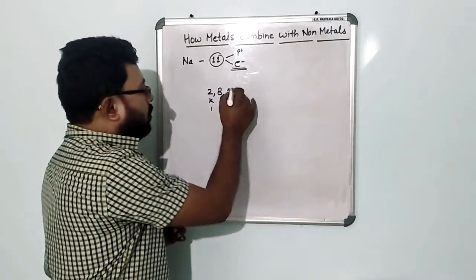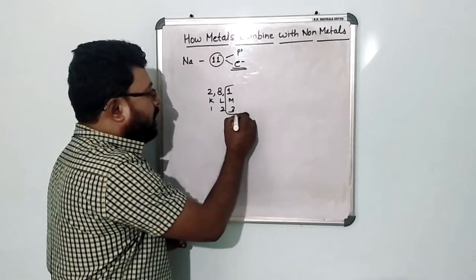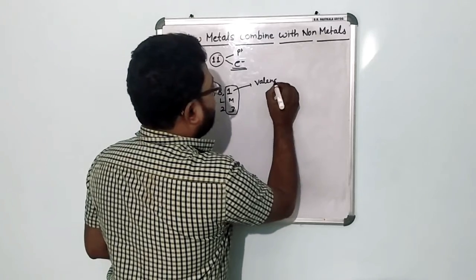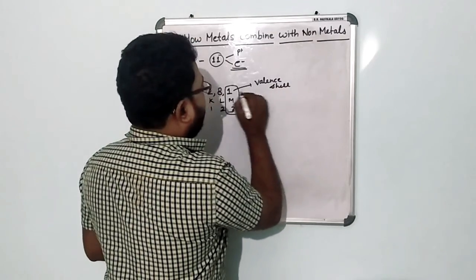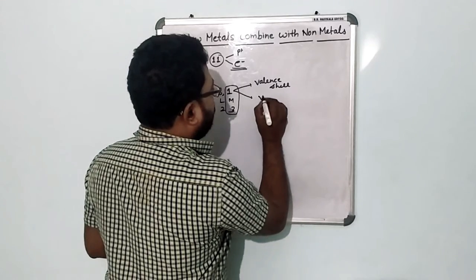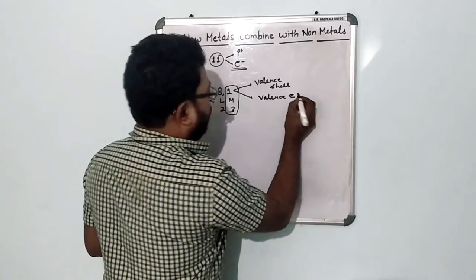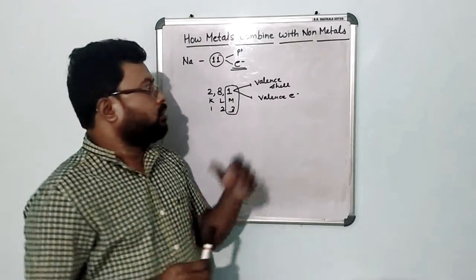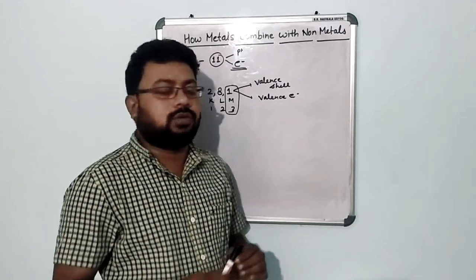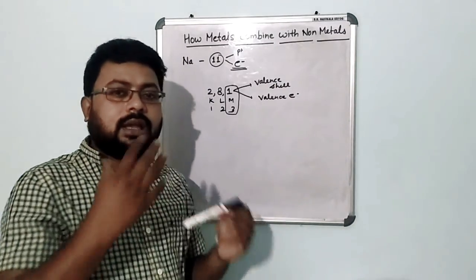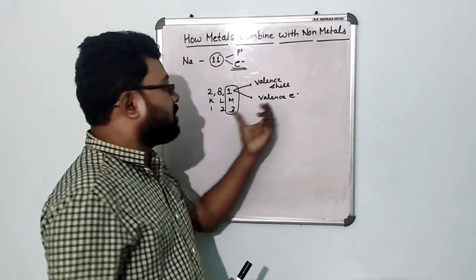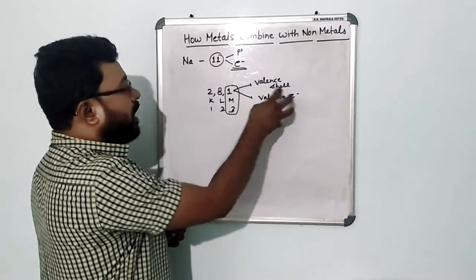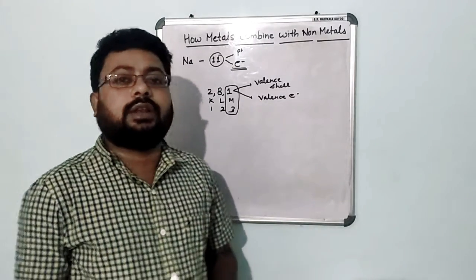Well, now the last shell of any atom is known as the valence shell, and the electron which is there in it is known as valence electron. This is something which you have studied in grade 9. So valence shell and valence electron. It is the last shell of any atom which is a valence shell, and the last electron is known as valence electron. Now this valence shell or valence electron is very important.